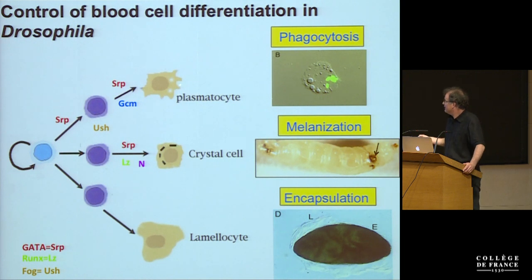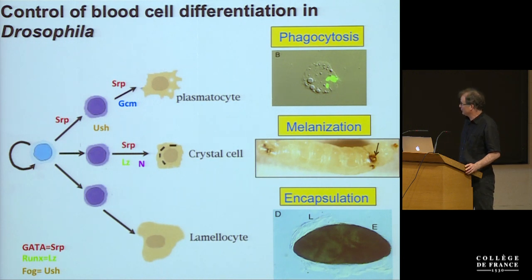Interestingly, there are only 3 cell types in Drosophila, each of them involved in different immune functions. You find plasmatocytes, which are involved in phagocytosis. Crystal cells are involved in melanization, and I will come back to that later. Lamellocytes are large flat cells which are involved in the encapsulation of parasites that cannot be phagocytosed because they are too big.